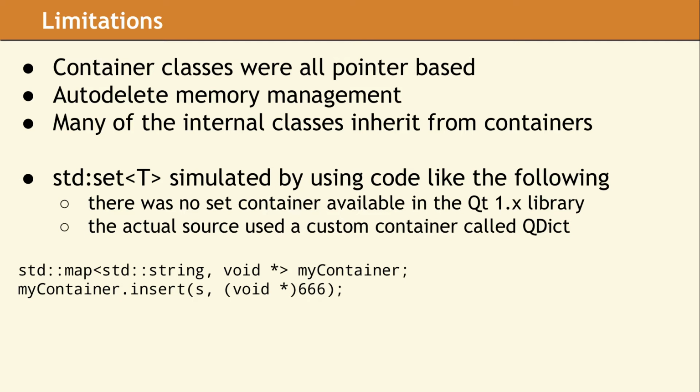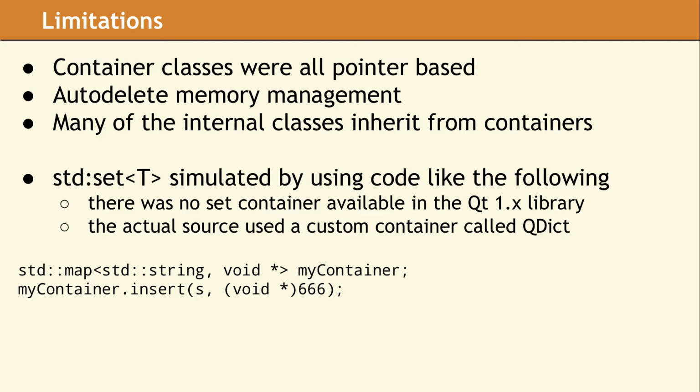The Qt 1 container classes used an auto-delete memory management scheme. And what this means is that while a particular object may be present in multiple containers, one of those containers is responsible for the deletion of that object when the program is finished. It was extremely difficult to untangle this memory management scheme and prevent memory leaks.